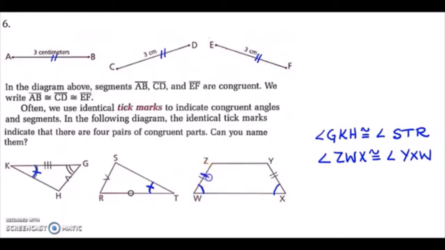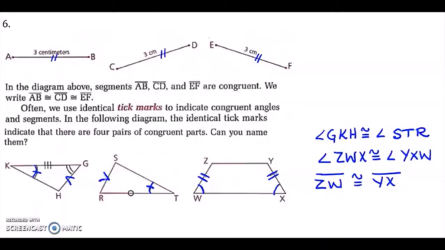And then I noticed that this has 2 tick marks on it, and so does that. So segment ZW is congruent to, make sure that's over the whole thing, segment YX. And then I noticed there's a little V on these 2 parts.